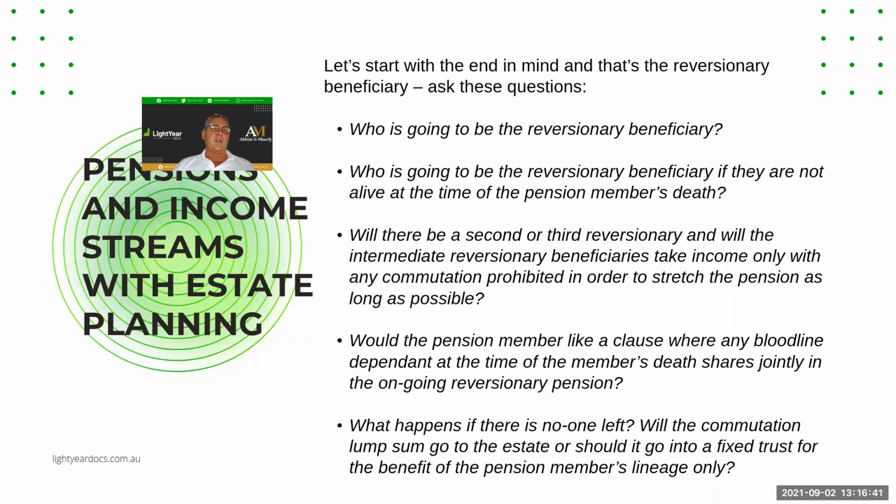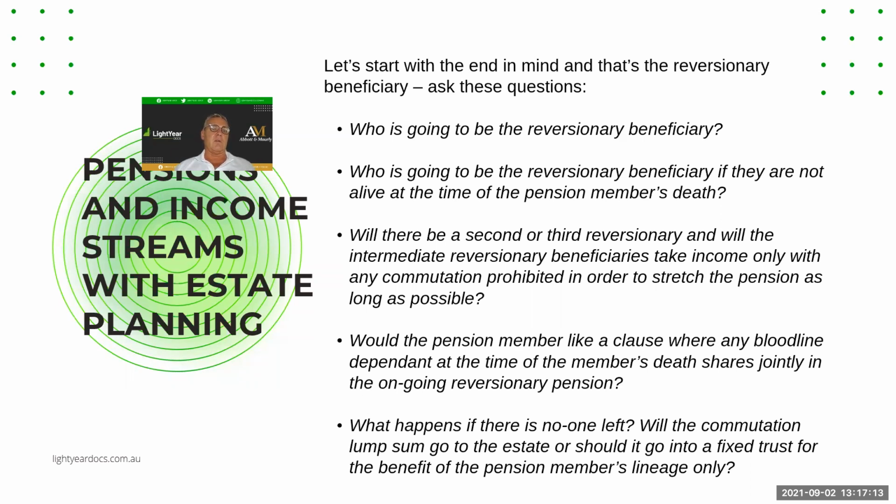Okay, so these are the questions I'm just going to go in and show you how to build it. So we need to ask who's going to be the reversionary beneficiary. So I would just get these questions and ask your client, just sit there. Who's going to be the reversionary beneficiary? If it's a spouse, that's fine. Is there limitations on them? Who's going to be the reversionary beneficiary if they are not alive at the time of the pension member's death? Will there be a second or third reversionary? And will the intermediate reversionary beneficiaries take income only without any commutation?